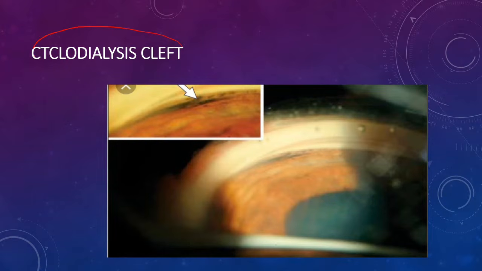Coming to another condition, which is called the cyclodialysis cleft. In cyclodialysis cleft, what happens is the ciliary body will get separated from the scleral spur. So what did I tell you? The ciliary body is actually inserting into the scleral spur, right? So if it gets separated from the scleral spur, there will be a cleft or an opening which is formed, and that is called the cyclodialysis cleft.